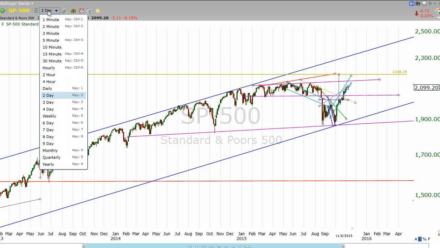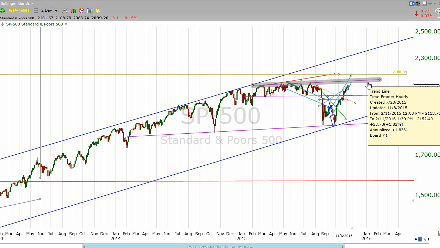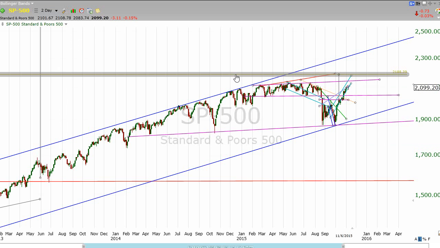So right now, let's just concentrate on this target level here at 2188. Again, that's higher than this line, okay? But this is the line that we have a rationale for an expectation of hitting. And again, that rationale is that double dip down here. So guys, there's your video for week ending November 6, 2015.